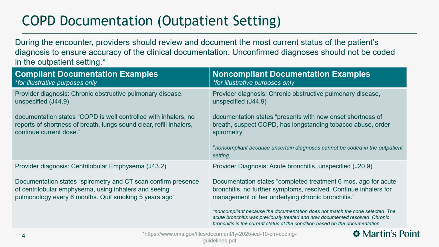On the right-hand side, the provider diagnosis is acute bronchitis unspecified, code J20.9. The documentation states, completed treatment 6 months ago for acute bronchitis, no further symptoms, resolved. Continue inhalers for management of her underlying chronic bronchitis. This diagnosis is not compliant because the documentation does not match the code selected. The acute bronchitis was previously treated and now documented as resolved. Chronic bronchitis is the current status of the condition based on the documentation.